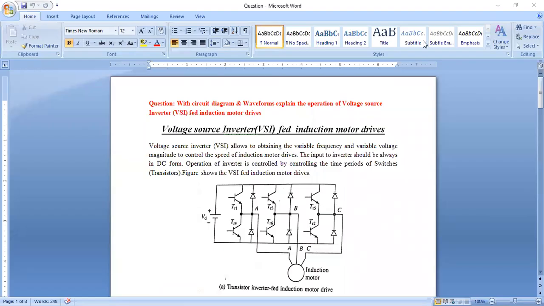Okay. Hello friends. So we shall study now voltage source inverter fed induction motor drives. This topic is very important from the exam point of view.